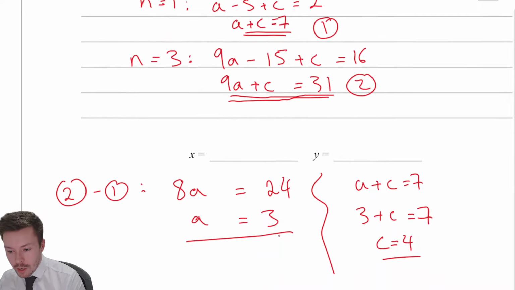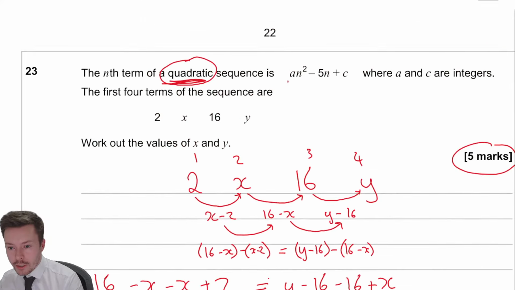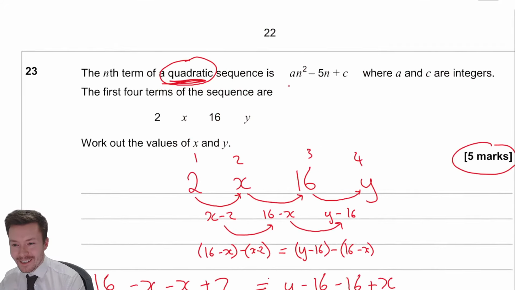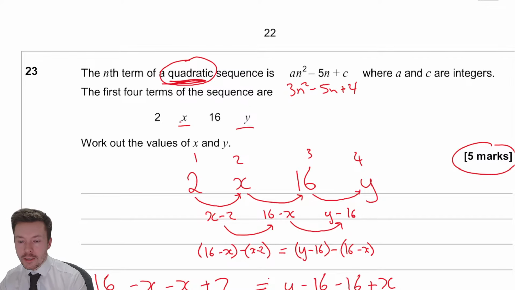Right, so we got to this bit. A is 3, C is 4. Let's put it back into here. So A, what did I say? A is 3, C is 4. 3n squared minus 5n plus 4. And then we need x and y, so we need the second term and we need the fourth term.